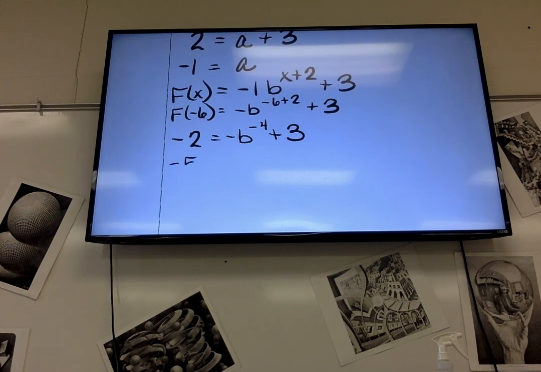Subtract the 3. So you get negative 5 equals negative b to the negative 4th. And then what? Divide by negative 1. So 5 equals b to the negative 4th. Now what?